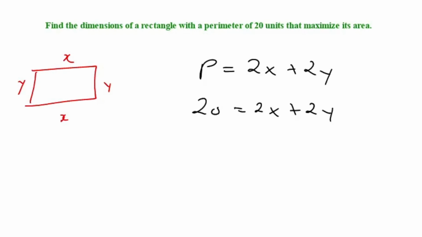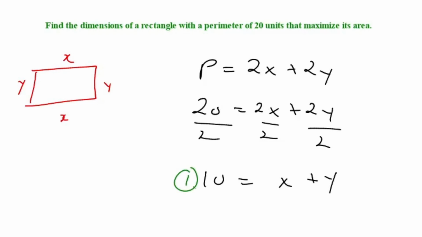Now we can simplify this even further by dividing everything by 2. You can divide this by 2, this by 2, and this by 2. You're going to get 10 is equal to x plus y. I usually like to think of this as my first equation, and we can manipulate this in many ways.